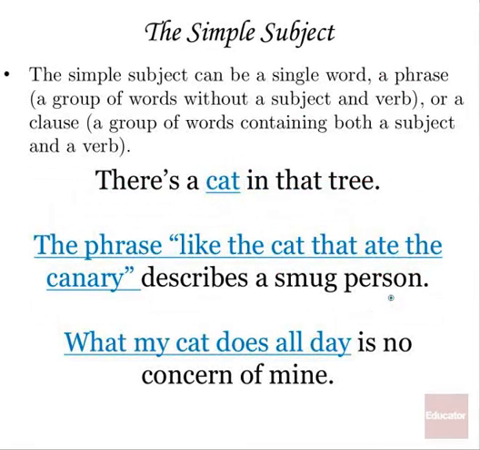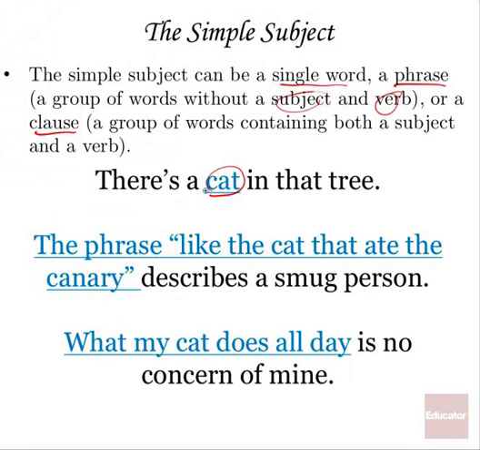Now, the simple subject can be a single word, or it can be a phrase, which is a group of words that does not have both a subject and a verb, or the simple subject may be a clause, which is a group of words containing both a subject and a verb. So, there's a cat in the tree. That's a simple subject, a single word, cat. The cat is what's performing the action of being in the tree.